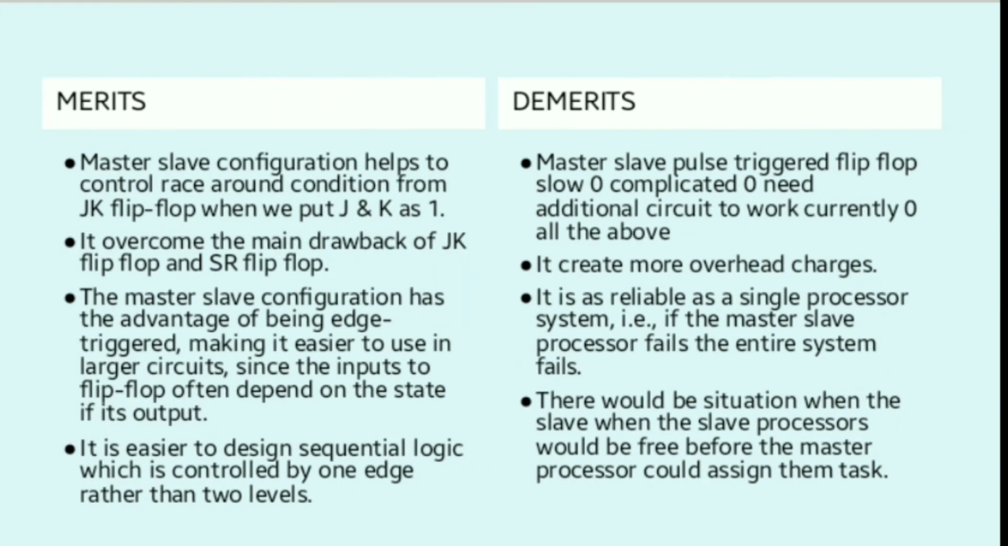Talking about merits and demerits, that is, advantages and disadvantages of the JK master slave flip-flop. The master slave configuration helps to control the race around condition of the JK flip-flop when we put J and K as 1. So I'm talking about merits. It overcomes the main drawback of the JK flip-flop and SR flip-flop.